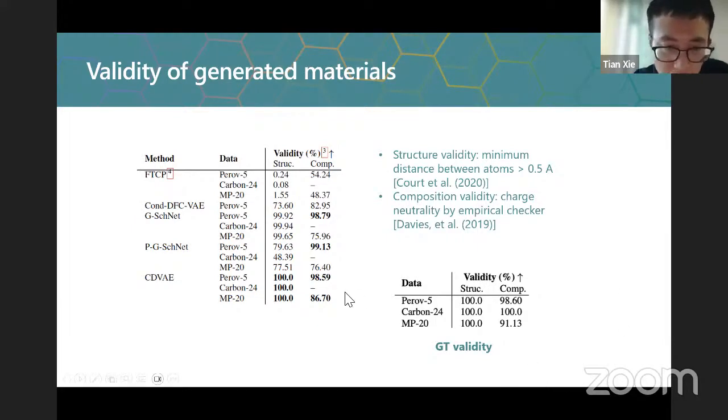I just want to note that because these validity checkers are not perfect, even the ground truth doesn't have 100% composition validity, but everything has 100% structure validity. So basically, what we found is that our model is the only one that has validity roughly the same as the ground truth, while all the other models are significantly worse, except G-SchNet, which is similar to our performance in validity.